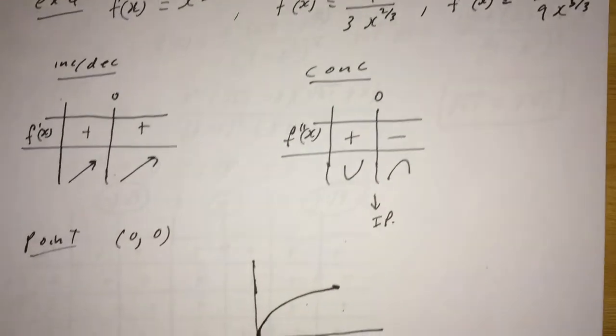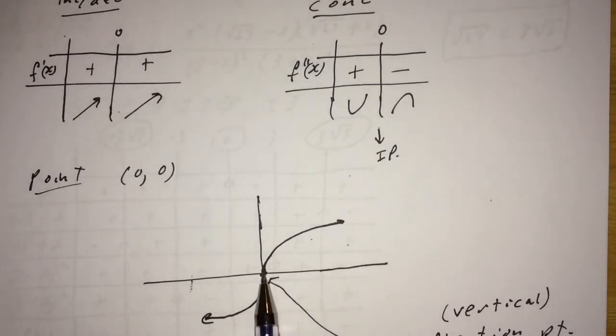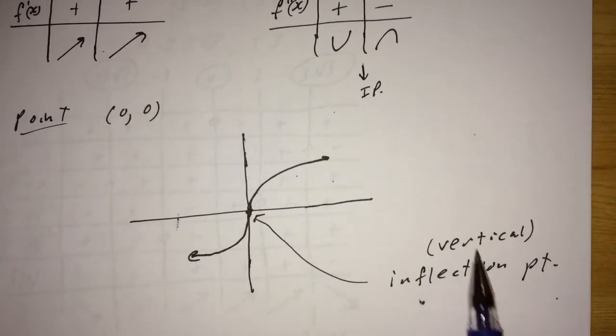Okay, so taking all this information, this is the graph we get. It's increasing here, increasing there. Concave up, concave down. The derivative doesn't exist here because the slope of the tangent is infinite. It's undefined, straight up and down. The tangent is vertical. Okay, so I call these a vertical inflection point.